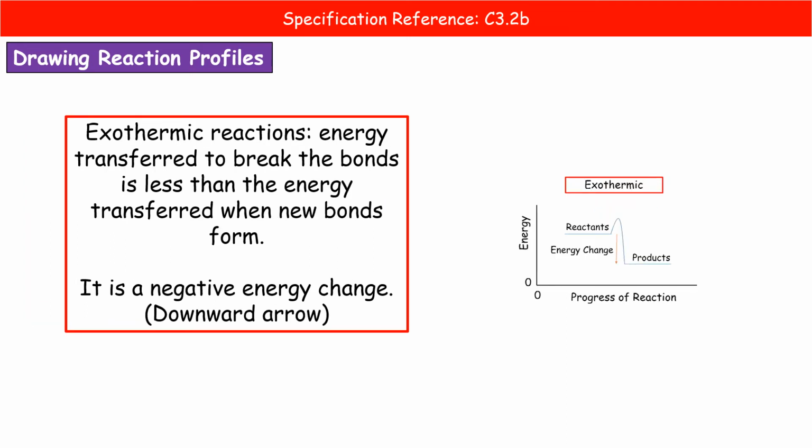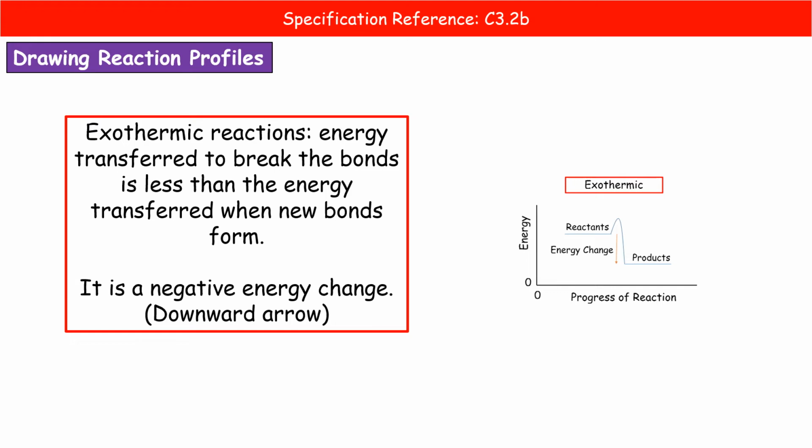Exothermic is the opposite here. We've got a downward arrow because it's a negative energy change. The reactants line is above the products because the energy transferred to break the bonds is less than the energy transferred when new bonds form.